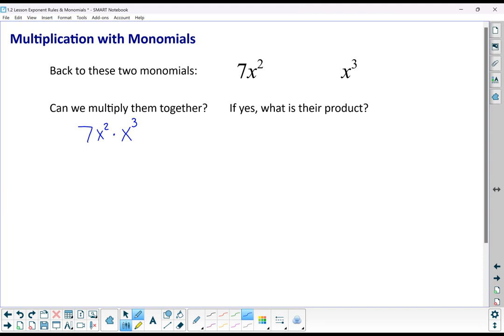And in this case, the product would be 7, and we need to just use our exponent rules to simplify this. It would be 7x to the power of 5. So when we multiply together two monomials, we get a monomial.